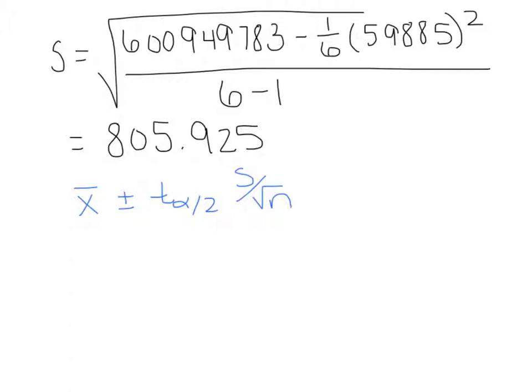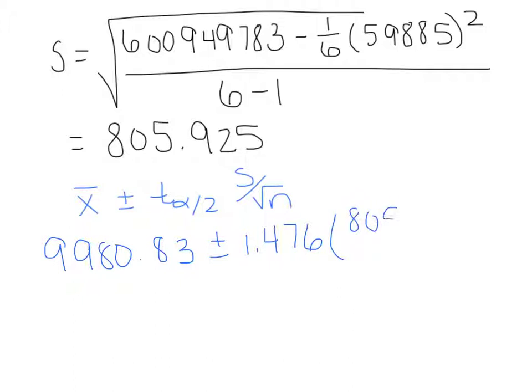But remember, we calculated it. X bar was 9,980.83. And then we plus or minus, we also calculated T of alpha over 2 a couple of slides ago, and that was 1.476. We now have an S of 805.925, and we divide that by the square root of 6. And that's all that you need in order to calculate it. So you do that one at a time, and go carefully and add all these things up.